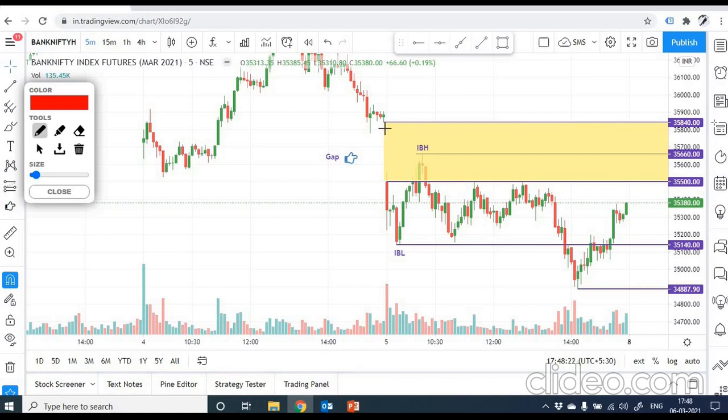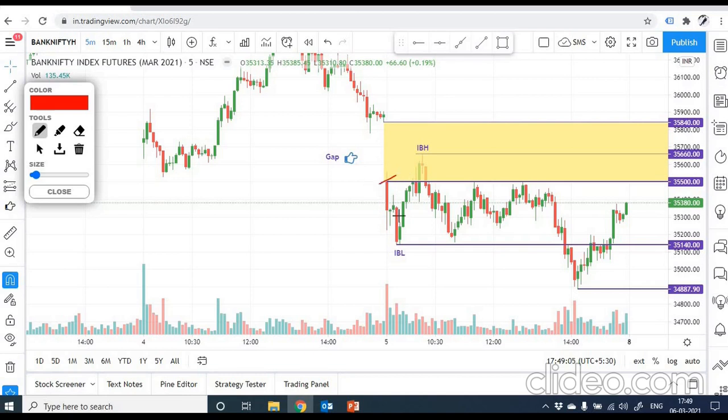Just to touch upon gaps, markets never like gaps, and gaps will get filled eventually. As a trader, you should always keep a note of all the gaps that get formed, and also note when they get filled, because gaps are not created by us. Gaps are created by market players, and these gaps act as very strong support and resistance. So let's look at Bank Nifty from the initial balance point of view. This was the gap that was created, and this is where we opened on Friday, 35,500.